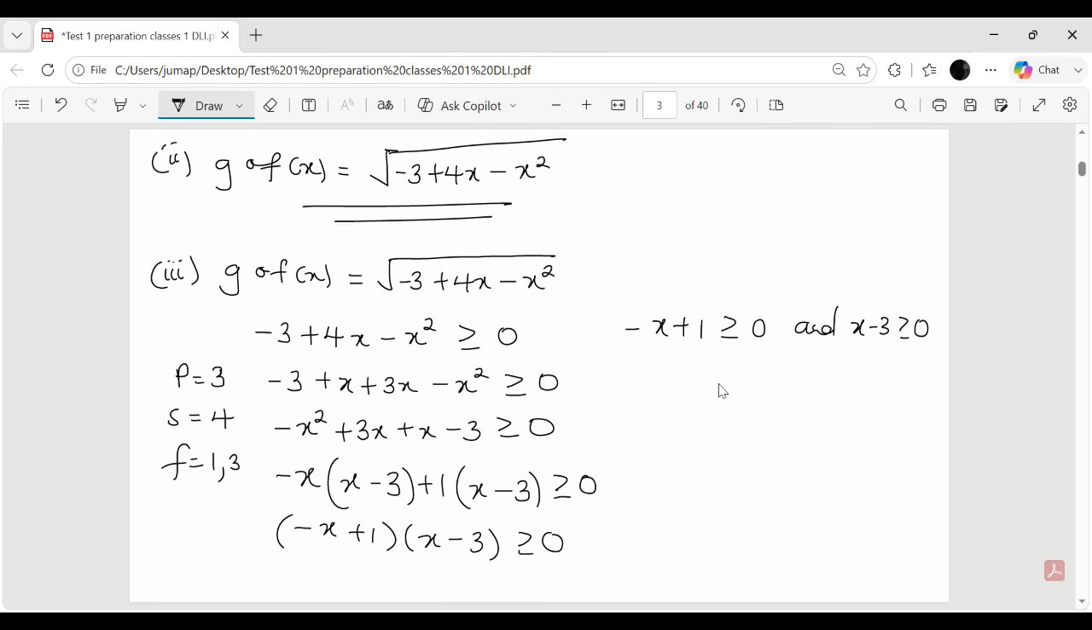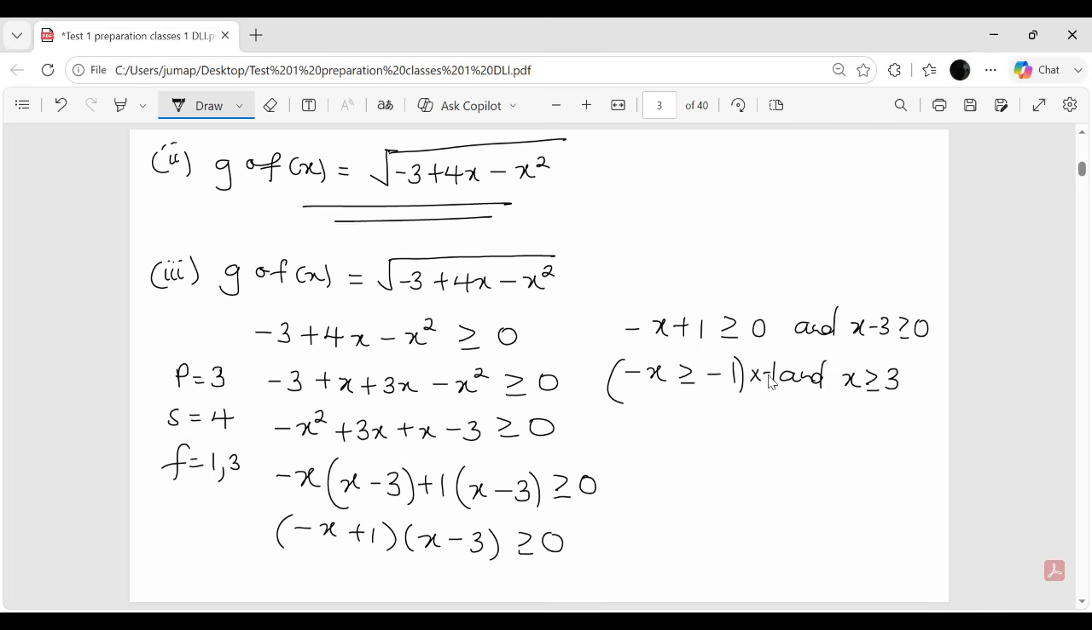So I'm going to solve this one here. When I'm solving this one, I'm going to have negative x greater or equal to negative 1. That is what I'm going to have. And then this one is going to be x, the 3 will go this side, x is greater than or equal to 3. Okay. So here I'm going to multiply this with negative 1.